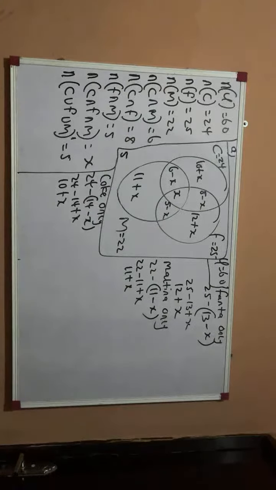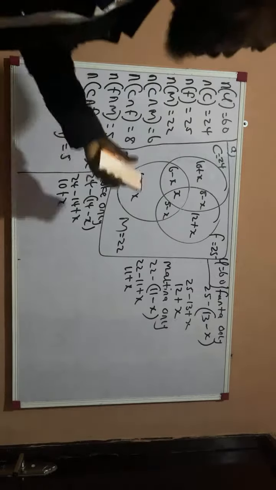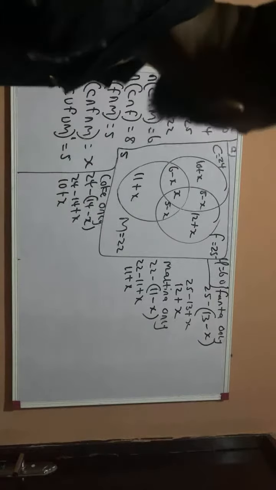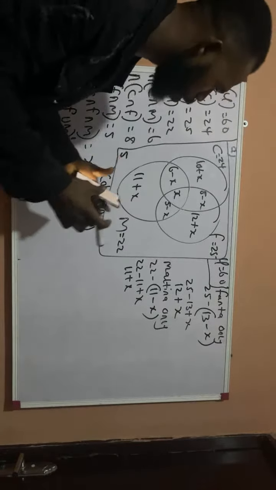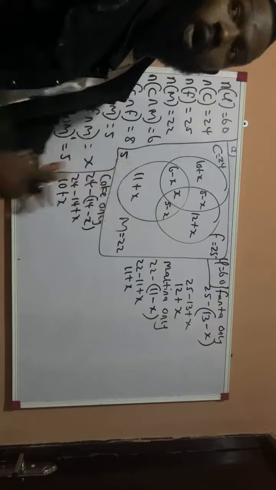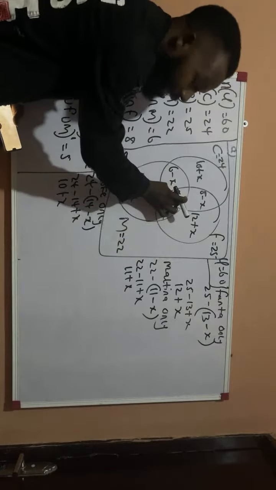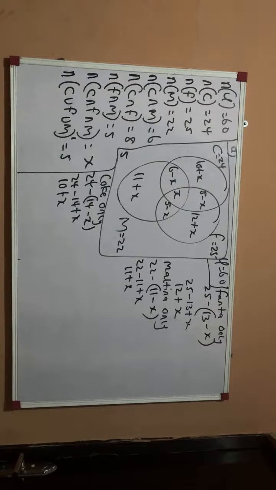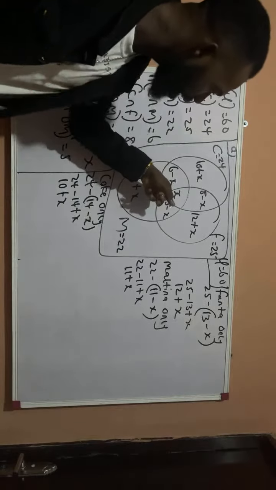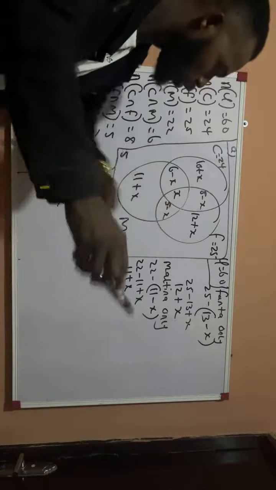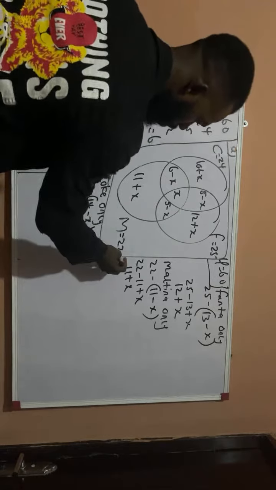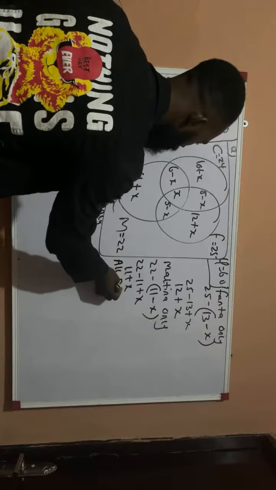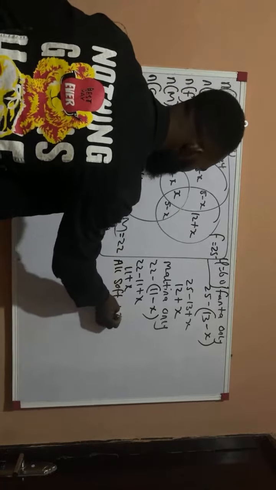Now, the next question says, how many drank the 3 types of soft drinks? We all know, as I told you, that when you are looking for those that do all, it means the point of the general intersection. So at this point, we are looking for x. So I will write: all soft drinks.